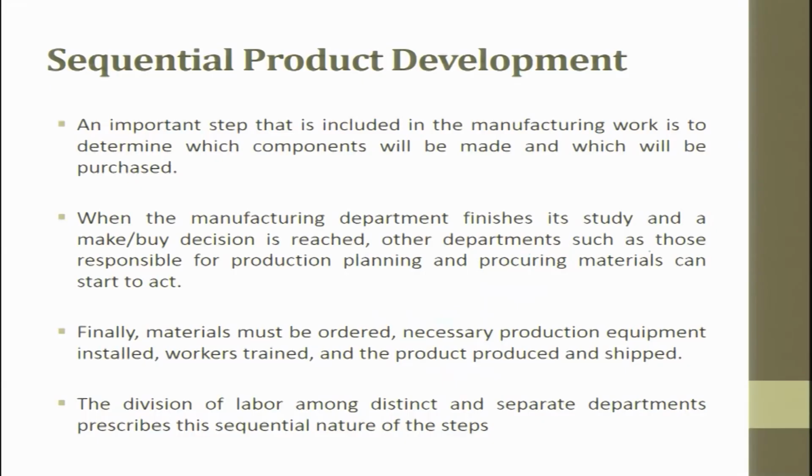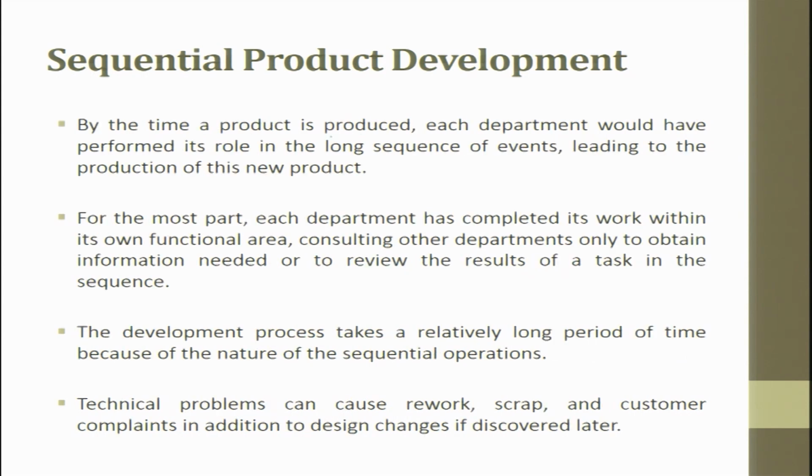Other departments, such as those responsible for production planning and procurement of material, then start acting on it. Finally, materials must be ordered, necessary production equipment installed, workers trained, and the product produced and shipped. So, all these things are at the last stage once the product is made. The division of labor among distinct and separate departments describes the sequential nature of the steps. By the time a product is produced, each department would have performed its role in a long sequence of events leading to the production of a new product.